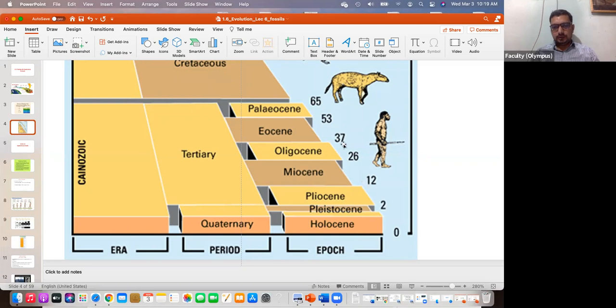You see approximately the timelines in millions of years: 65, 53, 37, 26, 12. So I'll provide you a table for this, for the factual information of what million years to what million years. But for now, just remember there are these specific epochs as part of the tertiary period and as part of the quaternary period.